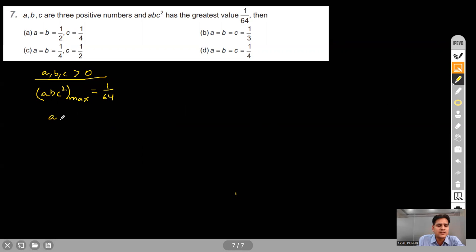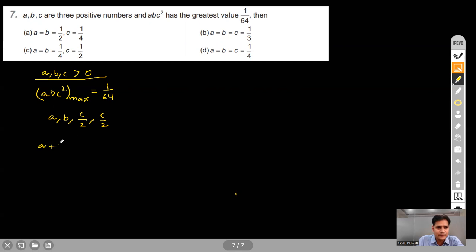Let me consider the numbers as A, B, and I will split C as C by 2 and C by 2. Why am I splitting? Because while multiplying, it will become A, B into C square. So now I will apply arithmetic mean greater than geometric mean on these 4 numbers.